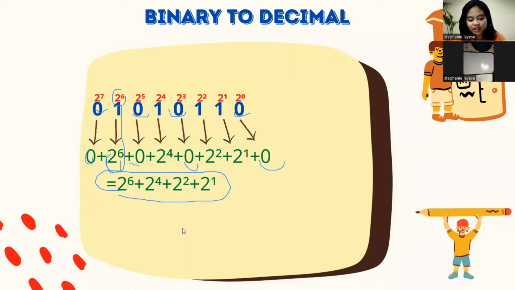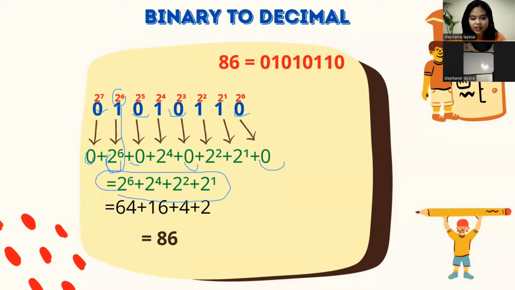Then when we solve that, we will get this value. And then when we add 64 plus 16 plus 4 plus 2, we will get 86. So it means the binary code 01010110 have the decimal number, which is 86. Again, you can practice this method so you can master it later on.